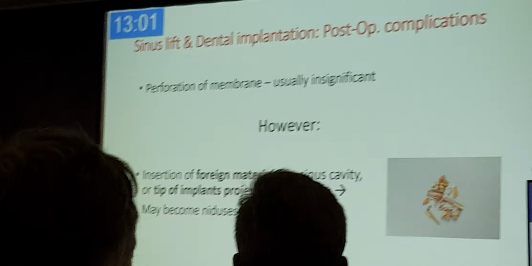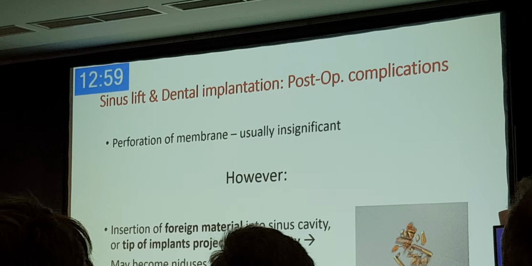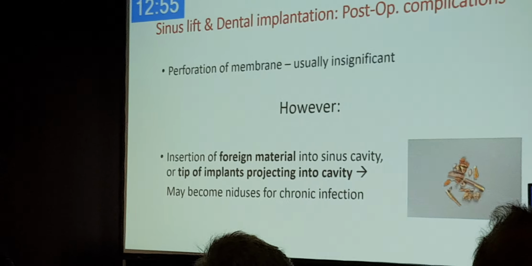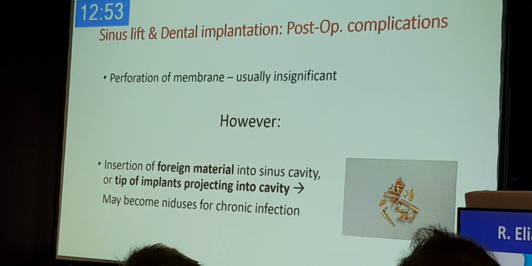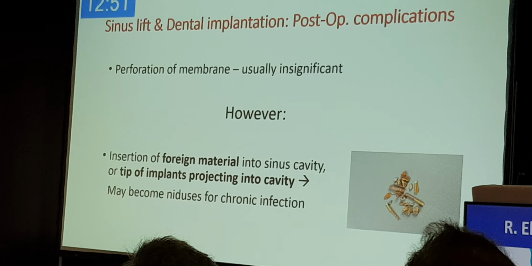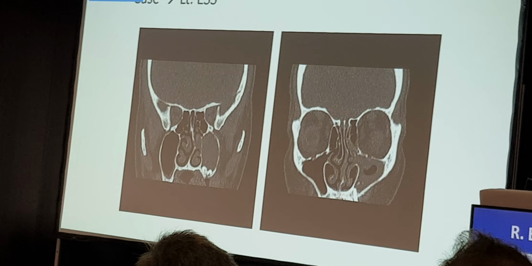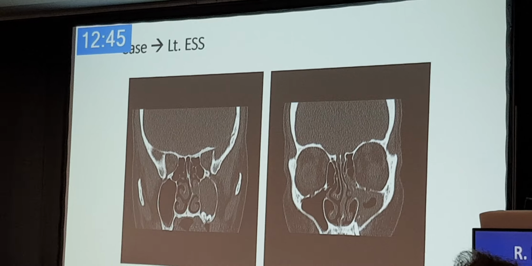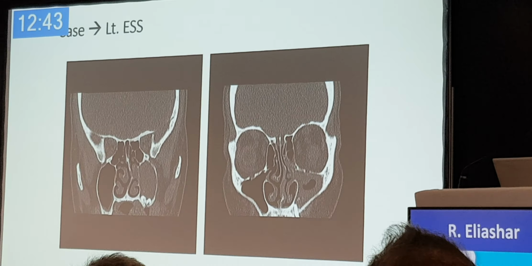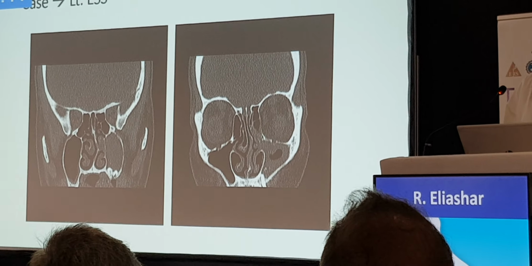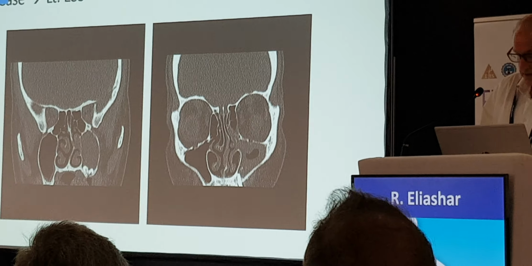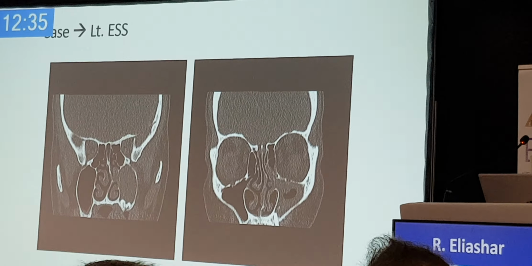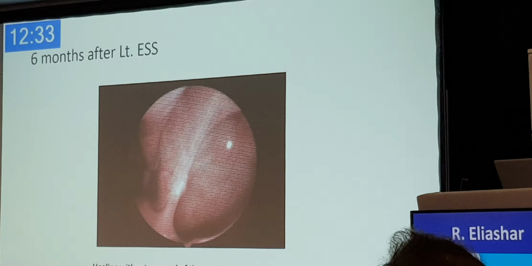We know that the perforation of the membrane is usually insignificant. However, insertion of foreign material into the sinus cavity or tip of the implants projecting into the cavity may become nidus for chronic infection. This is a case that I treated. You can see on the left maxillary sinus the sinus lift, and you can see the dental implant projecting into the sinus with some bone chips inside the sinus.